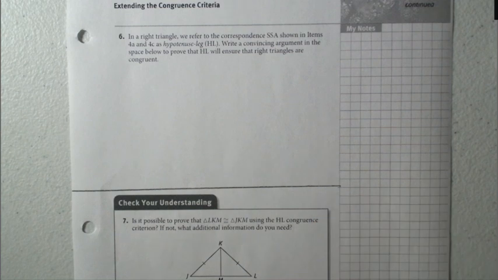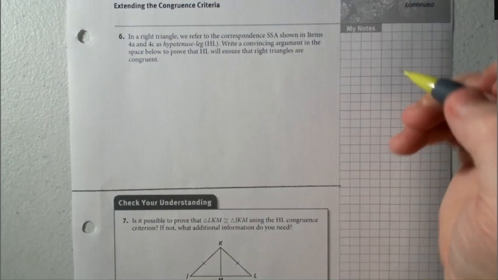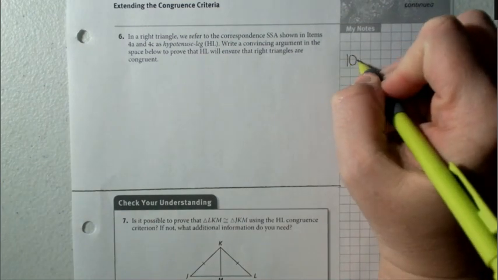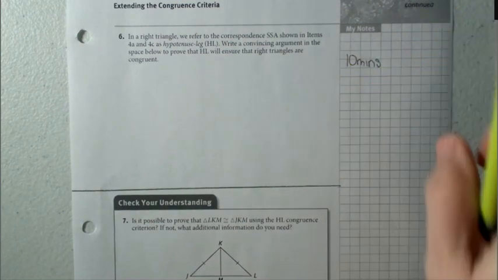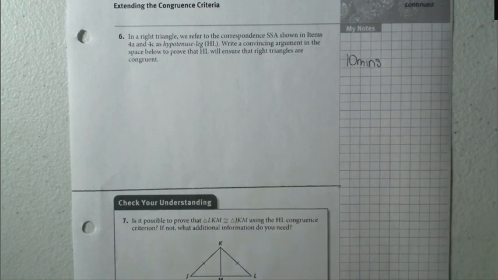The final section in lesson 11-4 is number 6. In a right triangle, we refer to the correspondence side-side angle shown in items 4a and 4c as hypotenuse leg. Write a convincing argument in the space below to prove that hypotenuse leg will ensure that right triangles are congruent. Go ahead and take 10 minutes to try to figure out your argument behind this.